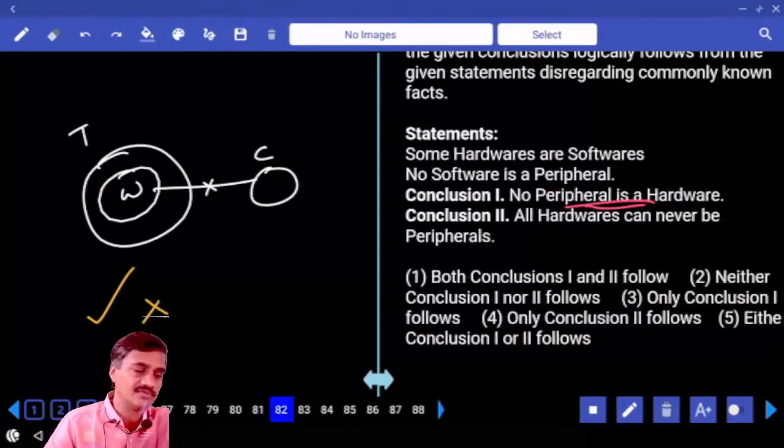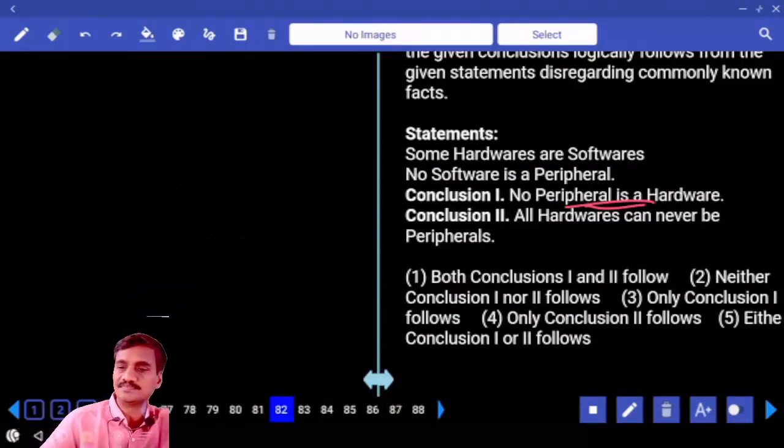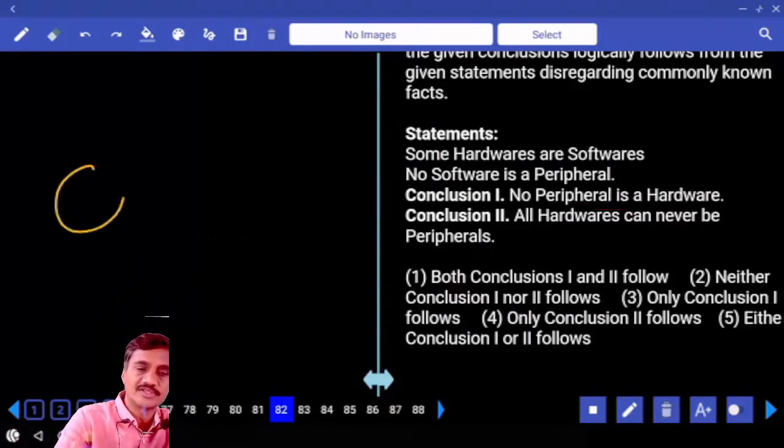Choice 5, 81. Then 82. Now in this one, some of the hardware or software.